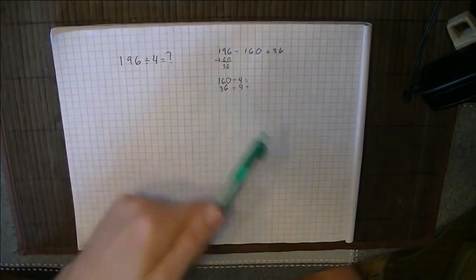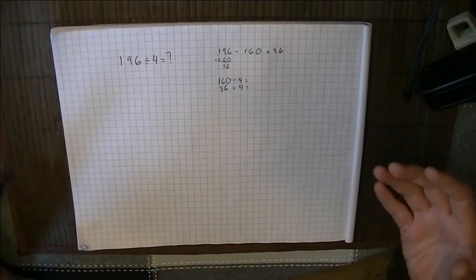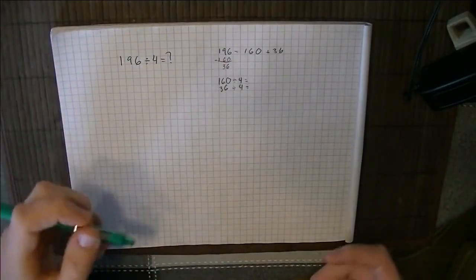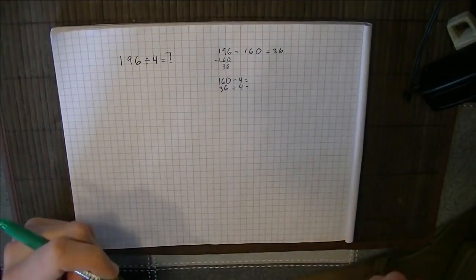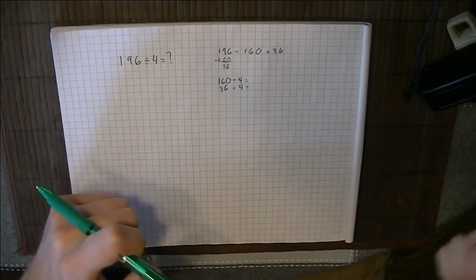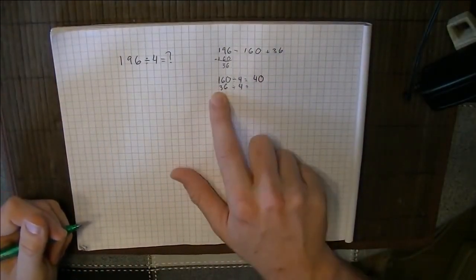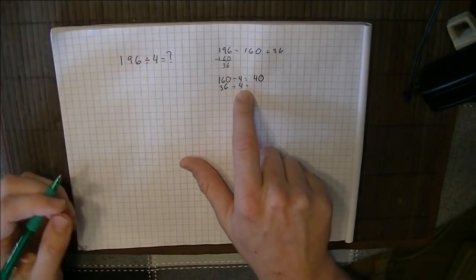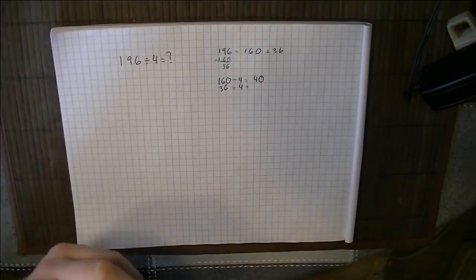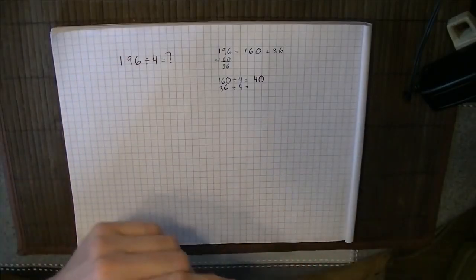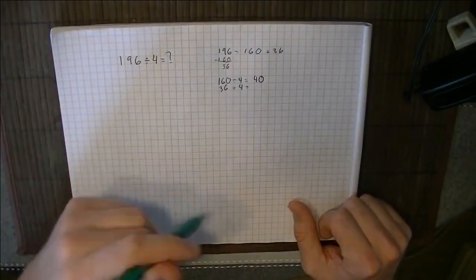Okay, 160 divided by 4, I can do that, right? Because 4 times 4 is 16, so 160 divided by 4 is got to be, well, it's got to be 4 times 40 to get to 160, right? So this is going to be 40, right? And 36 divided by 4 is, well, okay, can we do that? If you're good, hopefully you recognize, hey, 4 times 9 is 36, so the answer here is going to be 9.